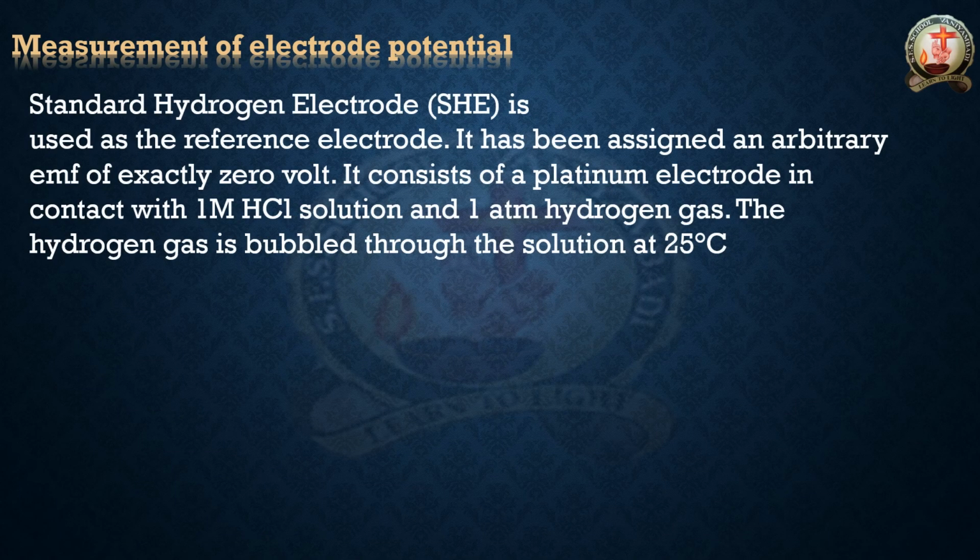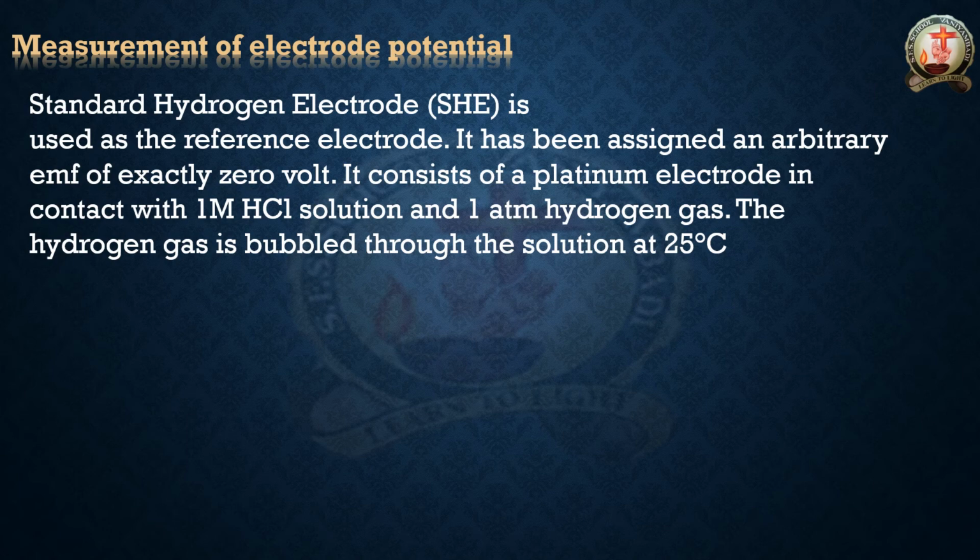See, measurement of electrode potential. The standard hydrogen electrode, SHE, is used as a reference electrode. Okay, this is one of the important one-mark questions. What is the important character of SHE, the standard hydrogen electrode? That it is a reference electrode. It has been assigned an arbitrary EMF of exactly 0 volt. So this electrode has a perfect EMF value.